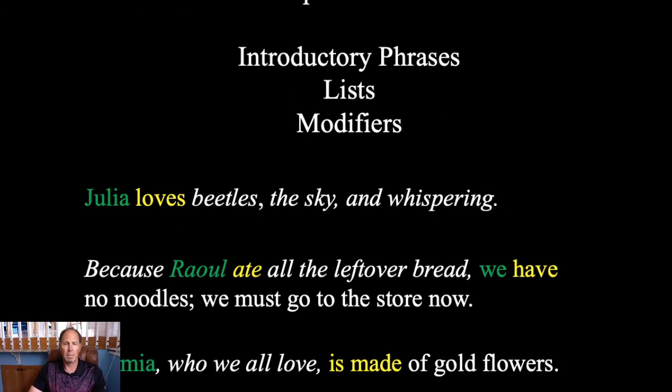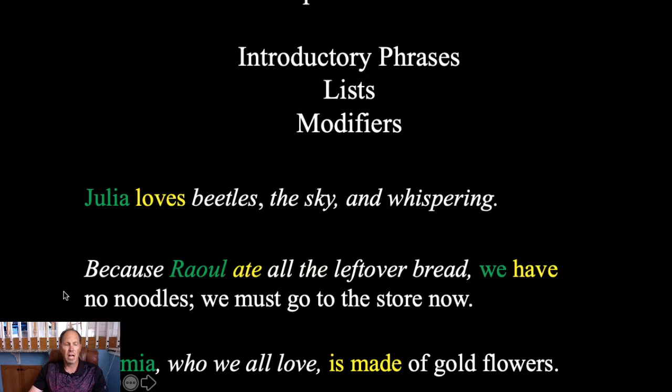Then what's the point of a comma? Commas are used to make certain we have distinguished between introductory phrases. They separate lists and they allow for us to generate modifiers. Julia loves, there's our subject and verb. What does she love? Beetles, the sky, and whispering. The comma says this is loved, and this is loved. As if the verb is an X and there are parentheses that allow the loves to be distributed across the three things that she loves.